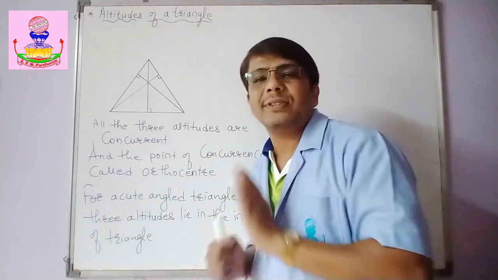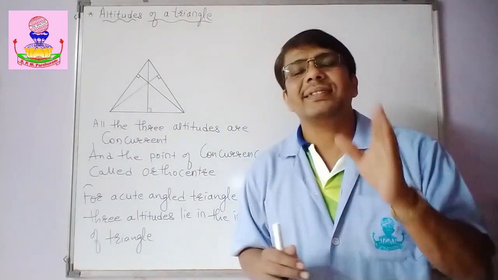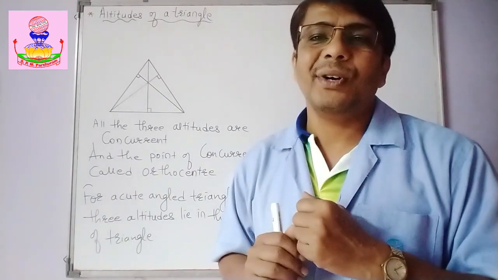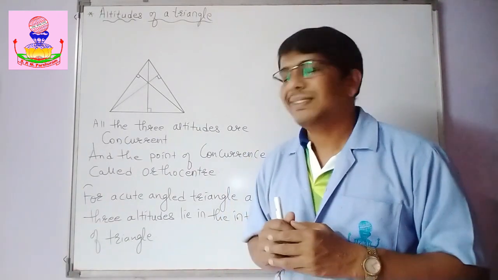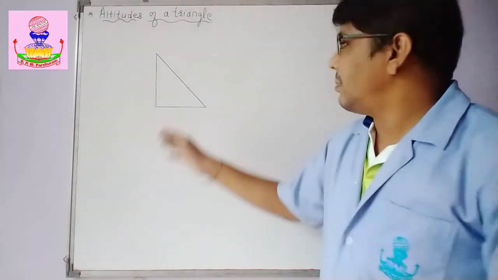Actually, we are supposed to tell about the orthocenter only. The point of concurrence lies in the interior of the triangle. That means that all the three altitudes are in the interior of the triangle. Okay, now let us go for right angle triangle.